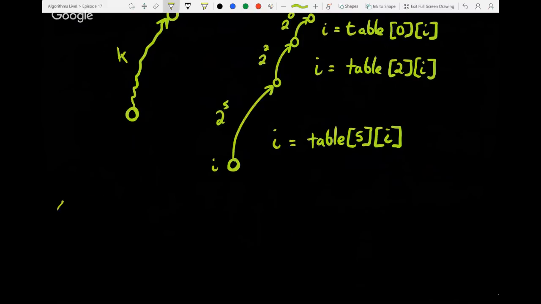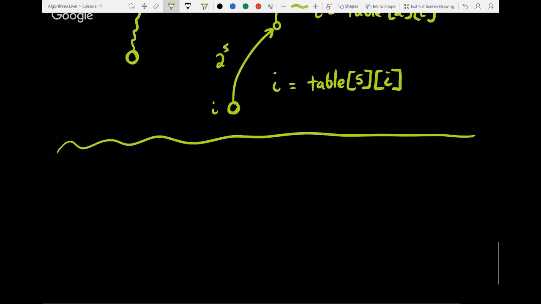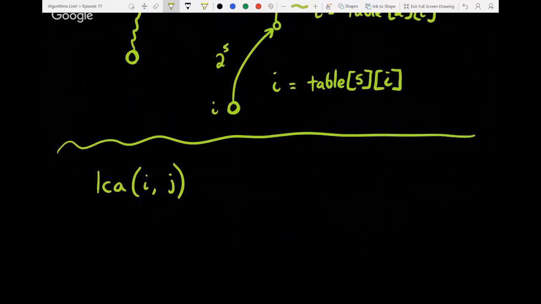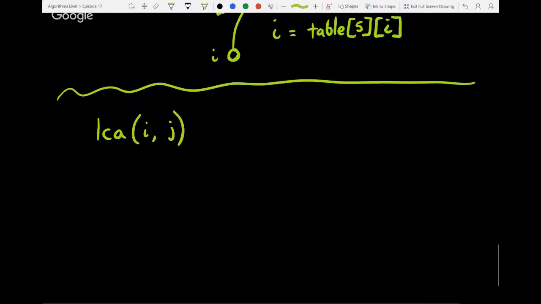Let's take a look at another. Let's show how we can speed up LCA computation. So I want a function for LCA. It takes in 2 parameters, i and j. These are nodes. And what I want to do is compute the least common ancestor, or lowest common ancestor, of these two nodes in the tree.